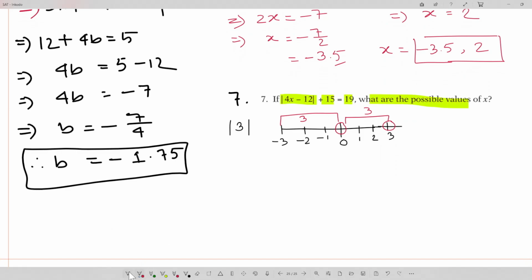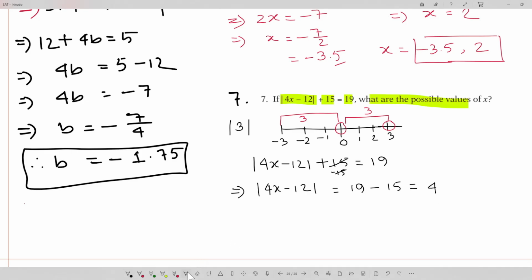Similarly, if we write |4x − 12| + 15 = 19, we subtract 15 from both sides. The plus 15 and minus 15 cancel out, and here is 19 minus 15, so it will be 4. In this case the value will be 2.